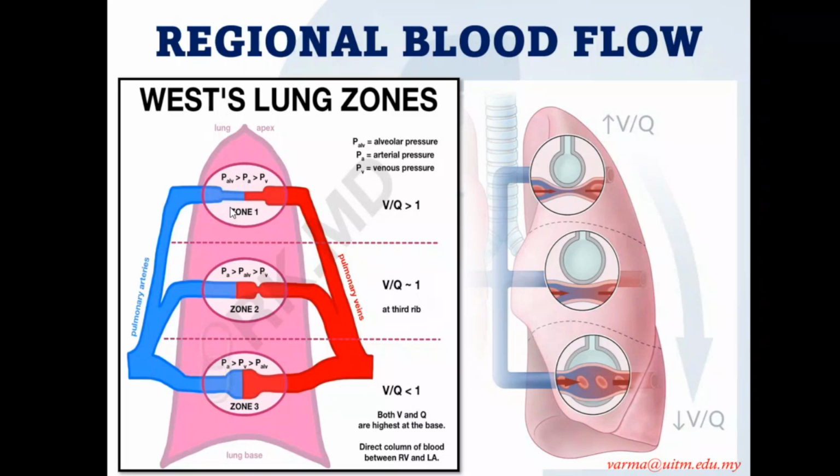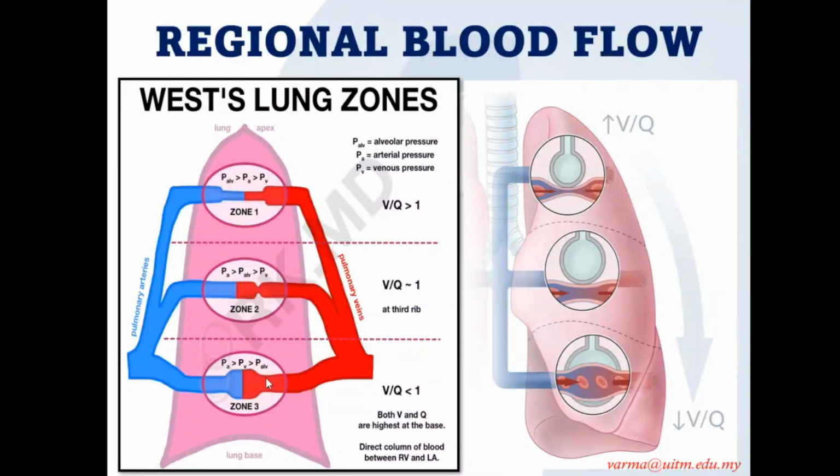In zone 1, the alveoli are easily expandable. There's not much compression. They are highly expanded. Thus, the partial pressure in the alveoli is higher compared to arterial and venous. Thus, the pulmonary capillaries are compressed. The distended alveoli compress the pulmonary capillary, thus reducing perfusion. In the middle zone, almost everything is equal. So that's why the VQ is 1.